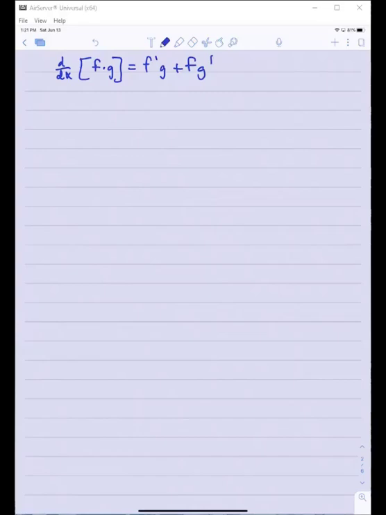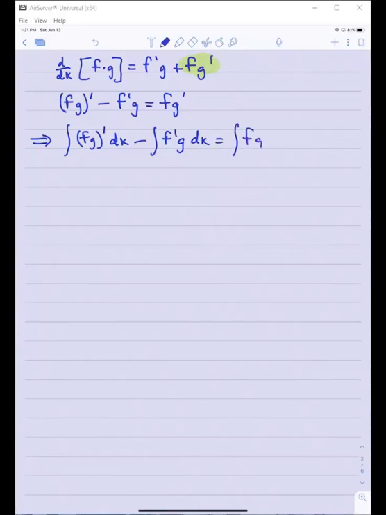Which we know says the derivative of f times g is f prime g plus f g prime. Or to put that another way, (fg)' minus f prime g equals f g prime. That's just isolating that term on the right side. Notice what would happen if I integrated both sides of this equation with respect to x. I'd have the integral, or antiderivative, of (fg)' minus the integral of f prime g equals the integral of f g prime.